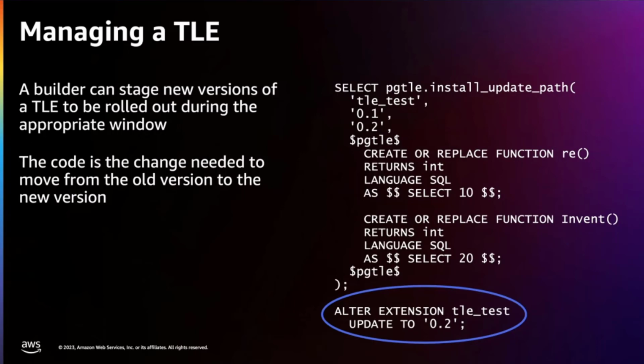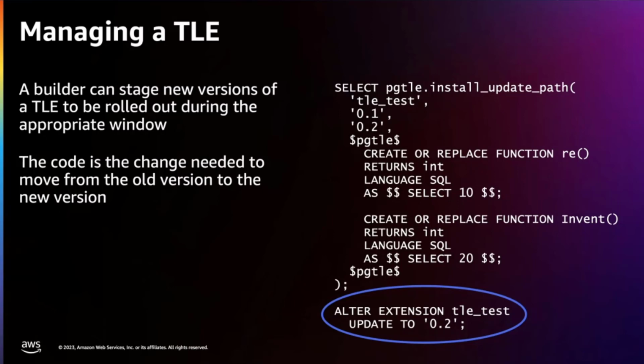There's an additional TLE function that allows you to set the default version of an extension, which is the version that would be installed if you call create extension TLE test, or if you run alter extension TLE test update and not specify the version.